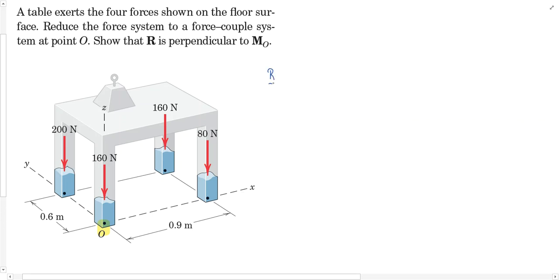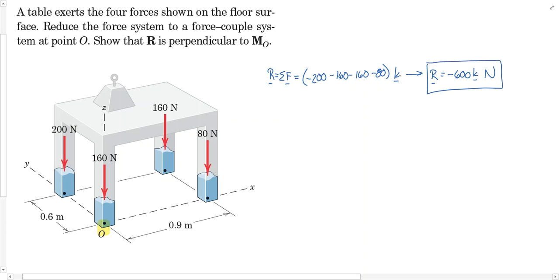All right, so let's begin by just finding the force. So R is the sum of the forces. And this one, we have a minus 200, minus 160, minus 160, and minus 80, all in the K, so that R is equal to minus 600 K newtons. So there is our resultant.